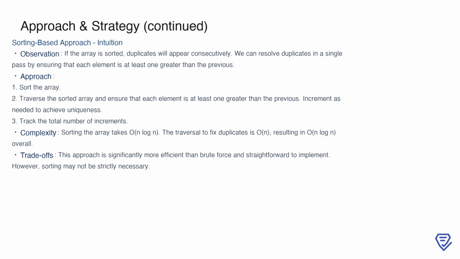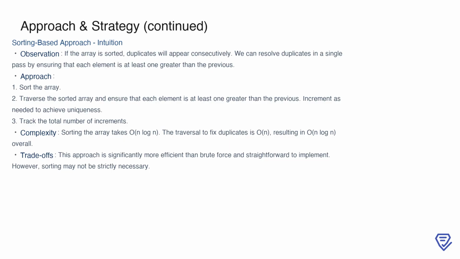An alternative approach is to leverage sorting. By sorting the array, duplicate values naturally align consecutively, making it much easier to resolve them. After sorting, we can traverse the array and increment any duplicate values to ensure that each number is at least one greater than the previous. This eliminates the need for repeated scans, as we handle duplicates in a single pass.